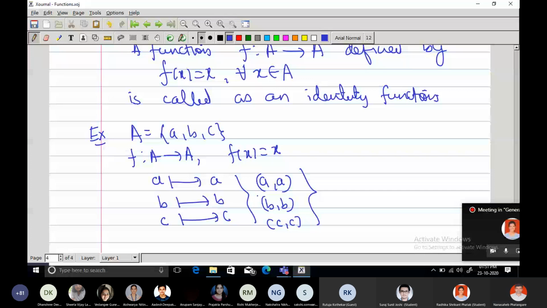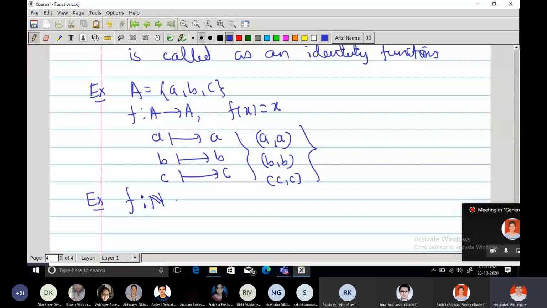So x goes to x, or if I define a function from natural numbers to natural numbers and f of x is equal to x. Identity means what? For example, f of 2 is 2, f of 3 is 3. Every element goes to itself. Fine. What Suraj said, look at another example.